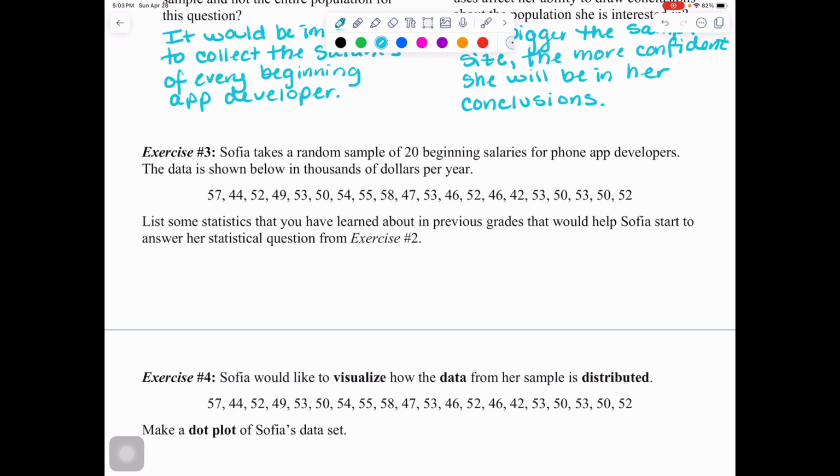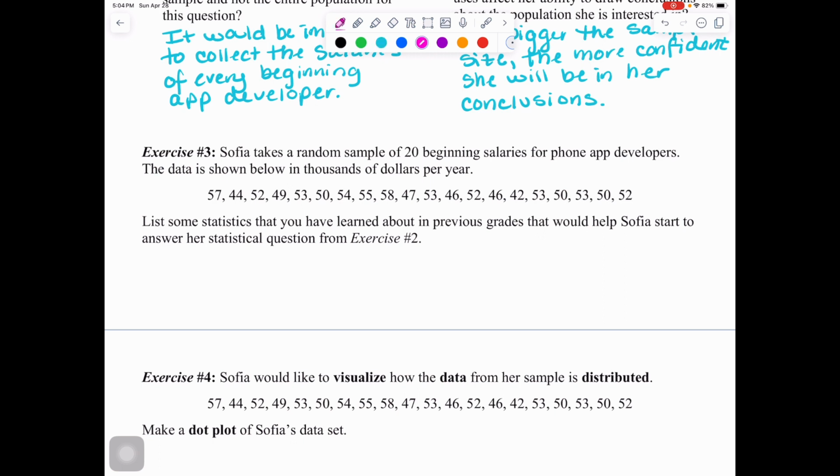Sophia takes a random sample of 20 beginning salaries for phone app developers. The data is shown below in thousands of dollars per year. So here's her sample size, 20 people, so not just a couple and not the whole population, a nice sample of 20. And you can see all of her data is listed here. So it says, list some statistics that you have learned about in previous grades that would help Sophia start to answer her statistical question from exercise 2. So if you want, you can pause the video here and brainstorm what you remember from past years about statistics. And then when you're ready to resume, you can go over the answers with me.